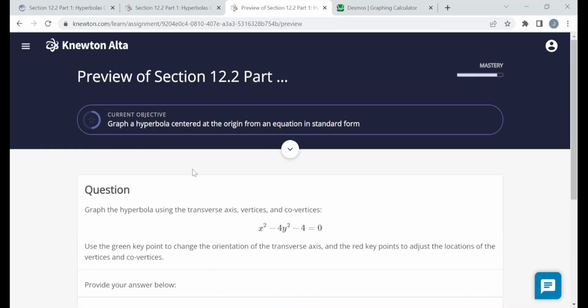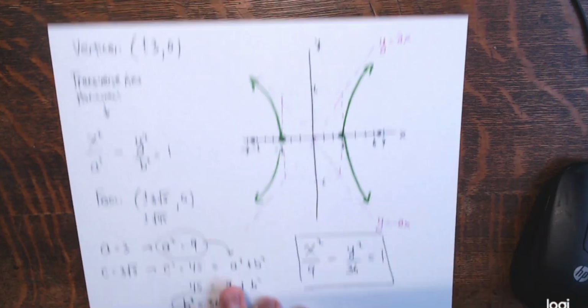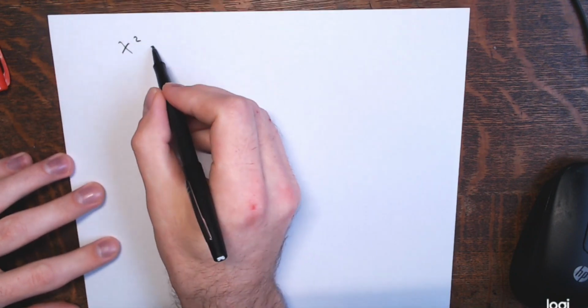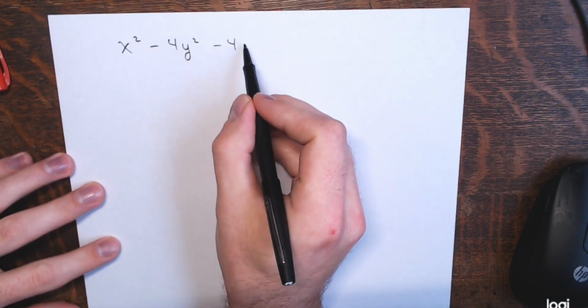And then the graphing. So here's an equation that is not in standard form. So this one I'll actually write out. We've got to put this in standard form, and then we can do the graphing and stuff like usual. Right? So the equation we're given here, we have x squared minus 4y squared minus 4 equals 0.